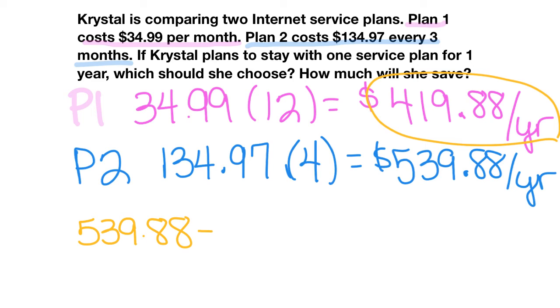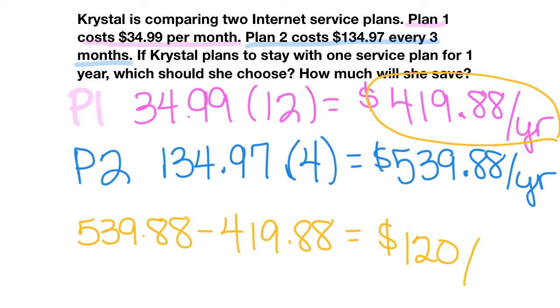$539.88 minus $419.88 tells us that Crystal can save $120 per year if she chooses the less expensive plan.